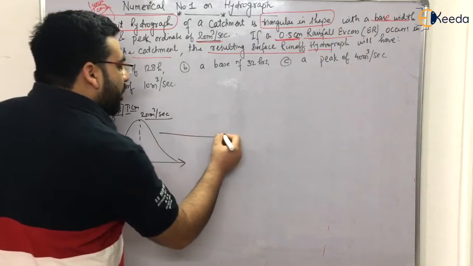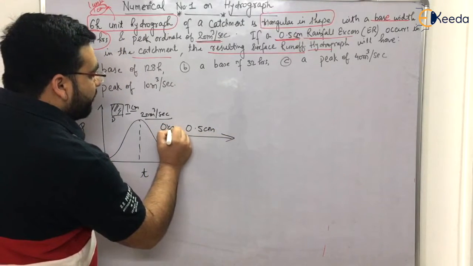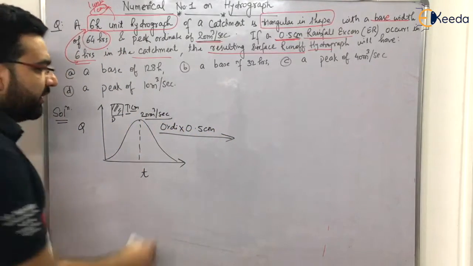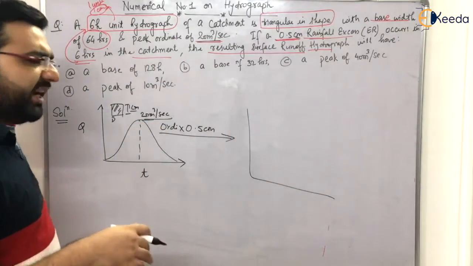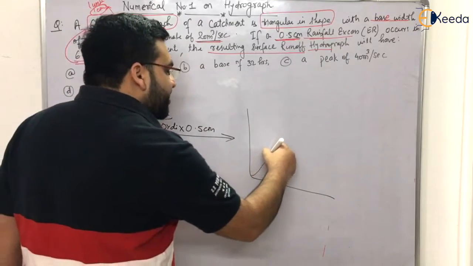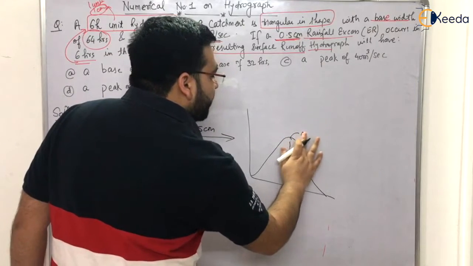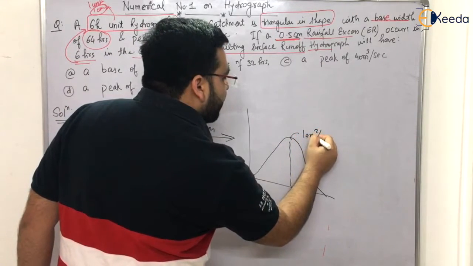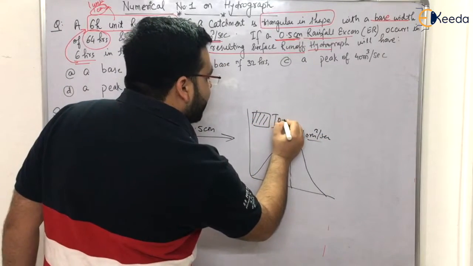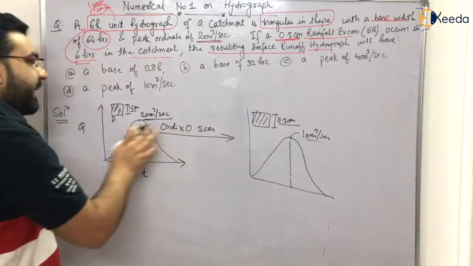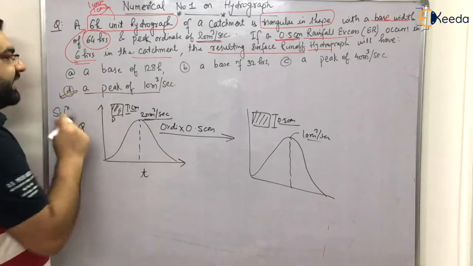Now if you want to draw a unit hydrograph of 0.5 centimeter, what you have to do? You just have to multiply the ordinates with 0.5. Right? So if you multiply 20 with 0.5, how much will it be? It will be 10 meter cube per second. So the shape of the hydrograph will be same, but the peak discharge will be 10 meter cube per second. And this is a hydrograph with an effective rainfall depth of 0.5 centimeter. So just by looking at this example, we can say that a peak of 10 meter cube per second is the correct answer.